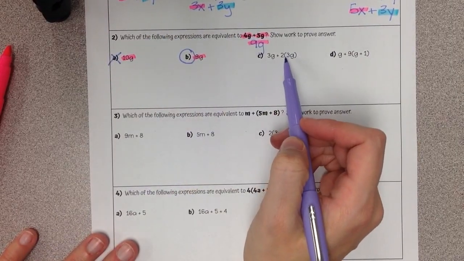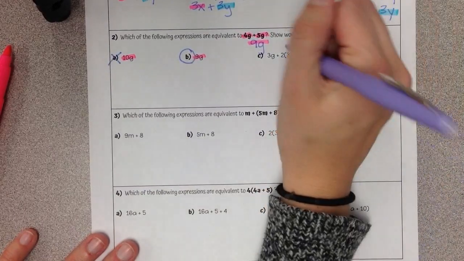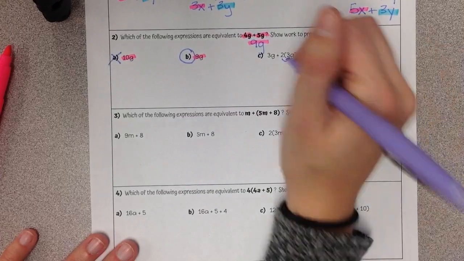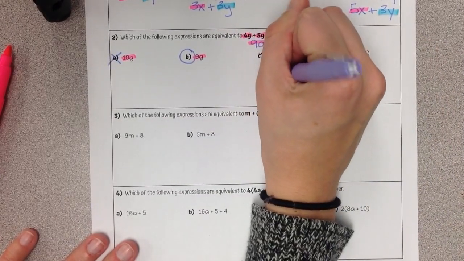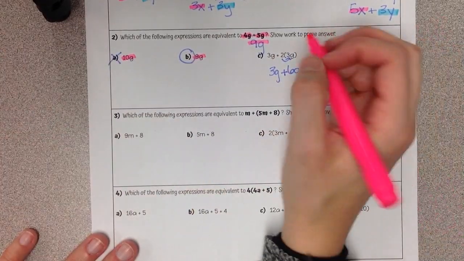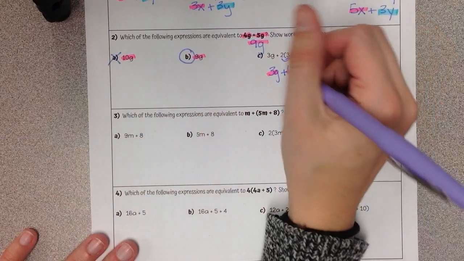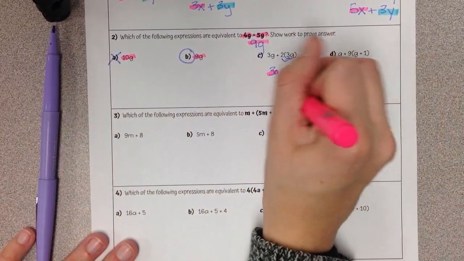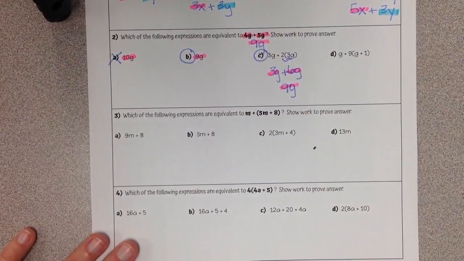C, we do have some parentheses that we need to get rid of. We're just multiplying here. 2 times 3g is 6g. Bring down the 3g. And now I need to compare or add these. 3g and 6g equals 9g. 9g is the same as 9g, so that is equivalent.